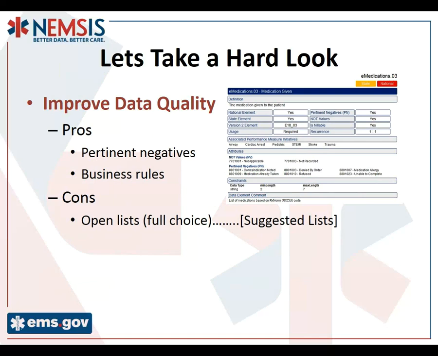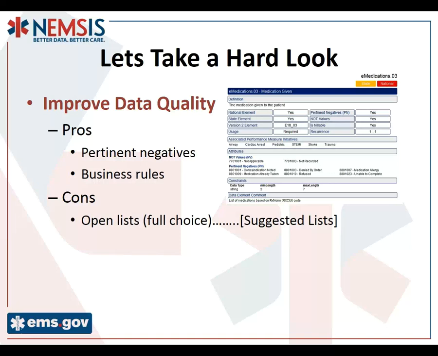Well, let's take a look at how well we have done with these topics with version 3, 3.3.4 and 3.4.0, the versions that are out there. So in regards to data quality, some real pros. We have included pertinent negatives. You can see some here on the snapshot for medications. Those have been really successful, I think. We have implemented business rules. For the most part, those have been successful. They can get a little cumbersome. We'll get better at that through time, but I think we've done a good job of that.